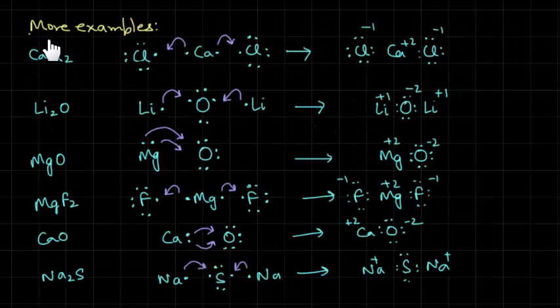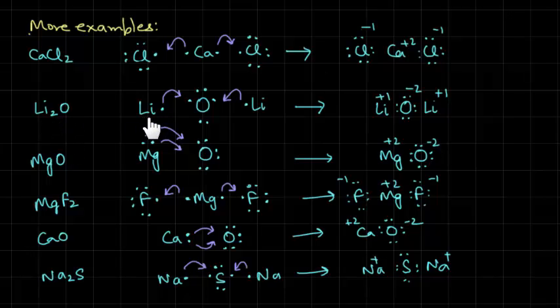Some more examples of ionic bonds. CaCl2. So calcium has 2 valence electrons, and chlorine, we already saw, has 7 valence electrons each. So calcium will donate both of its valence electrons to chlorine. Charge on the calcium will become +2, on both the Cl it will become -1, and you will see that all three have now achieved a noble gas configuration.